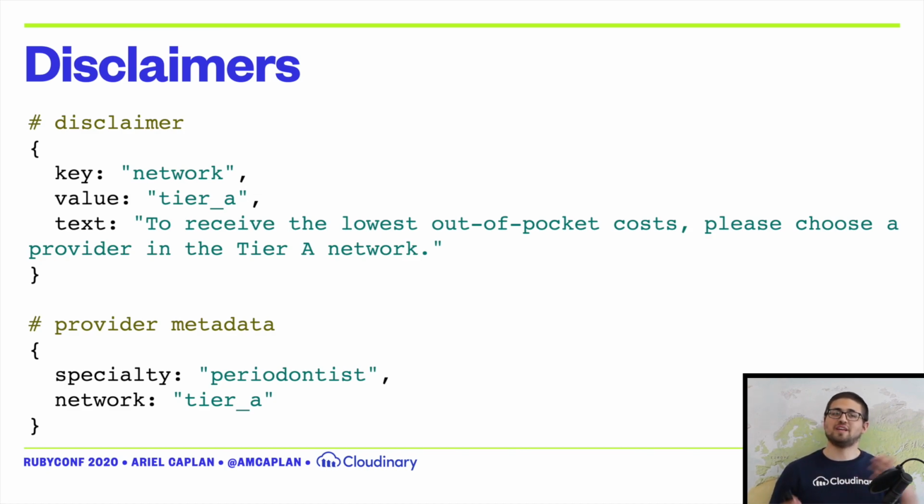So, for example, we might have a disclaimer that if any of the providers are in network tier A, whatever that means, then we should display some disclaimer text saying, oh, you should really choose that provider because you'll get lower out-of-pocket costs. So the disclaimers look like this. They had key, value, and some kind of text. And then the providers had metadata, which included all sorts of information that we might want to use to decide to display a disclaimer.